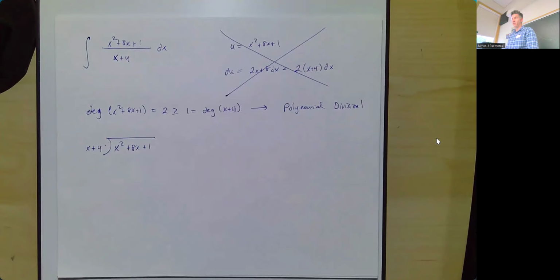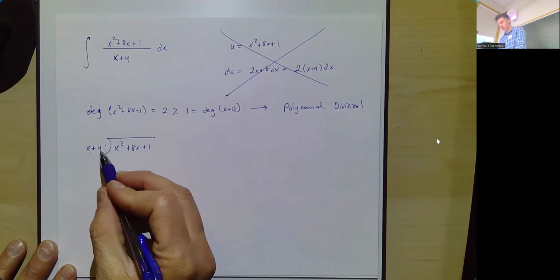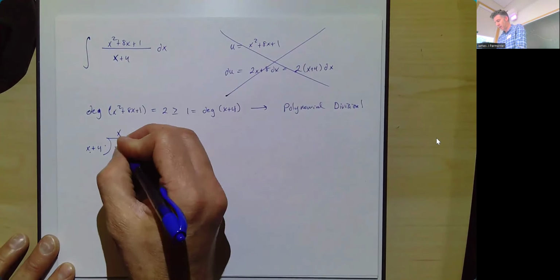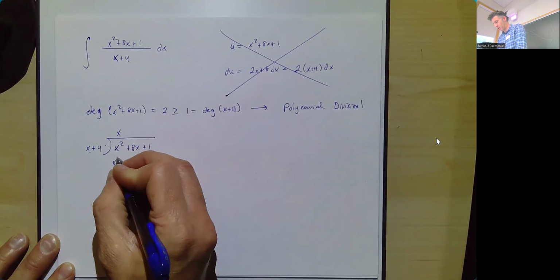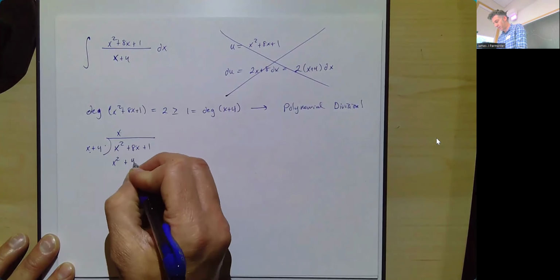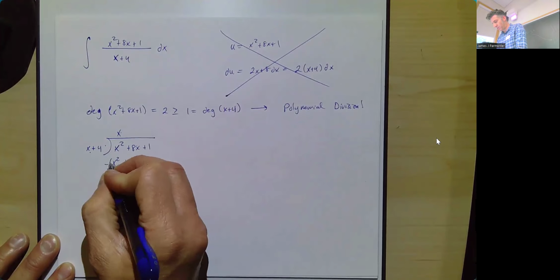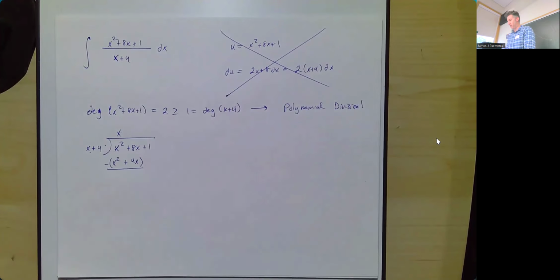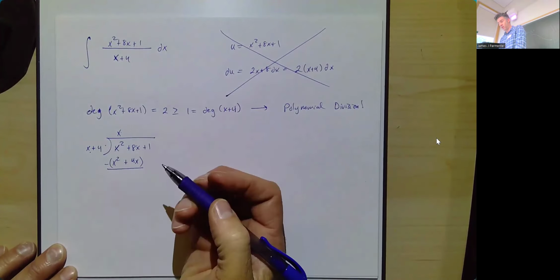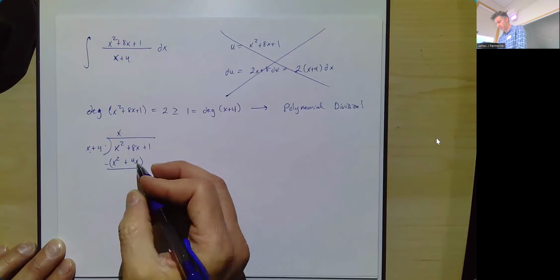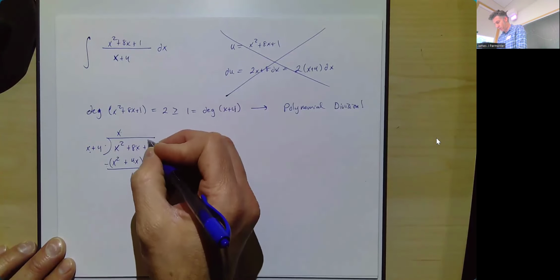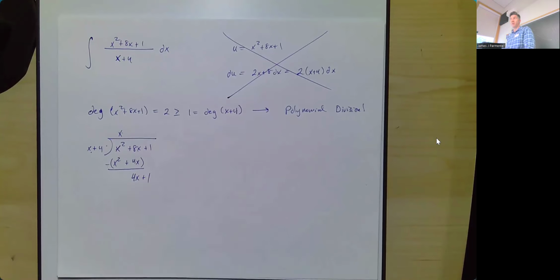And we ask ourselves, what do you multiply by x to get x squared? And the answer is x. And then x times x is x squared. x times 4 is 4x. You subtract, you can do the thing where you change the signs, that's not my jam. x squared minus x squared is 0. 8x minus 4x is 4x. Bring down the next thing and repeat the whole cycle.